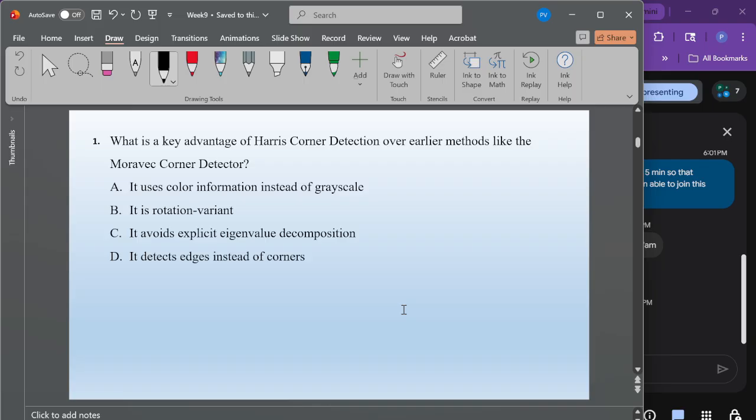The question is: what is the key advantage of Harris corner detection over earlier methods like the Moravec corner detector? Option A, it uses color information instead of grayscale. Option B, it is rotation variant. Option C, it avoids explicit eigenvalue decomposition. Or option D, it detects edges instead of corners. Which option is the correct one?